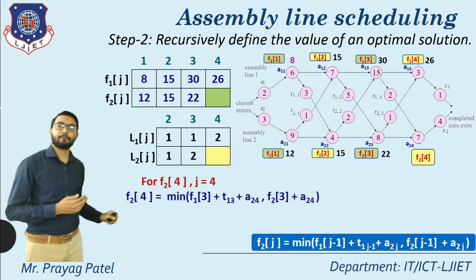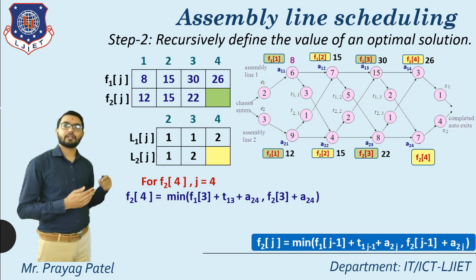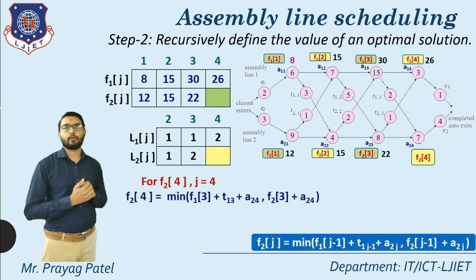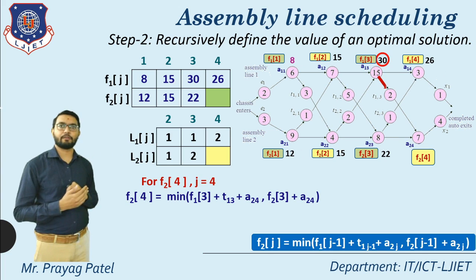Our formula is F24 equal to minimum of F13 plus T13 plus A24, and the second part is F23 plus A24. So here consider the value of each and every component. First is 30, because the first option occurs from line 1.